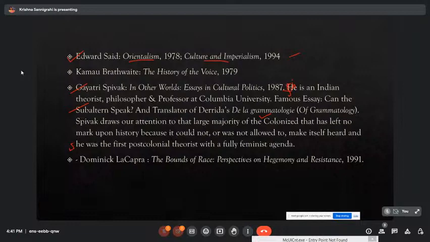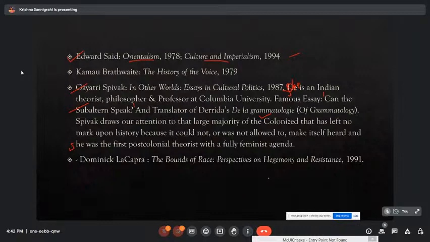Gayatri Chakravorty Spivak is a lady, and she is a very, very important figure in the history of post-colonialism. She is mainly and very significantly known for this particular essay, Can the Subaltern Speak? And we have already referred to that when we were discussing feminism yesterday, and we are discussing it today as well because it is related to post-colonialism as well.